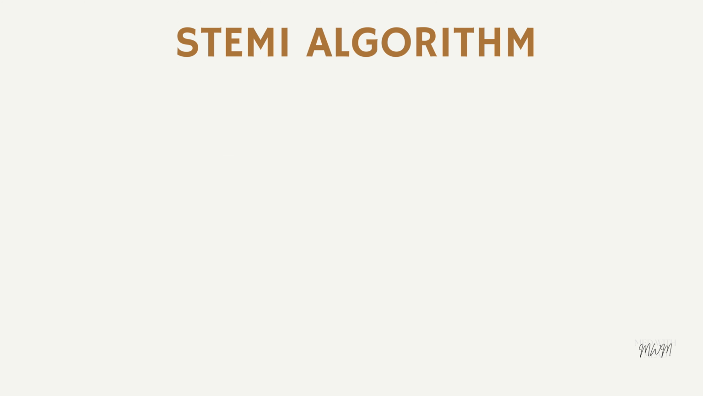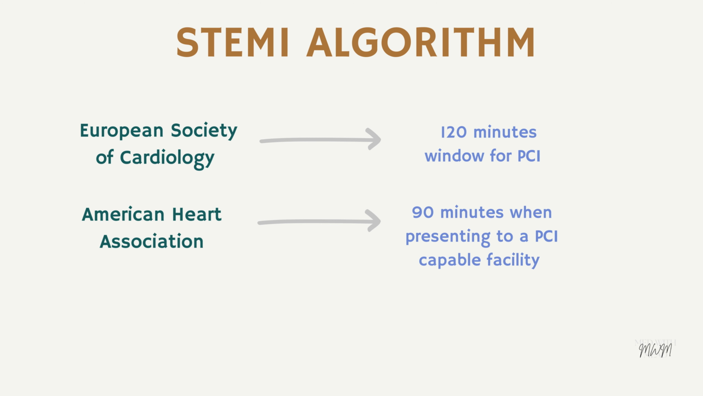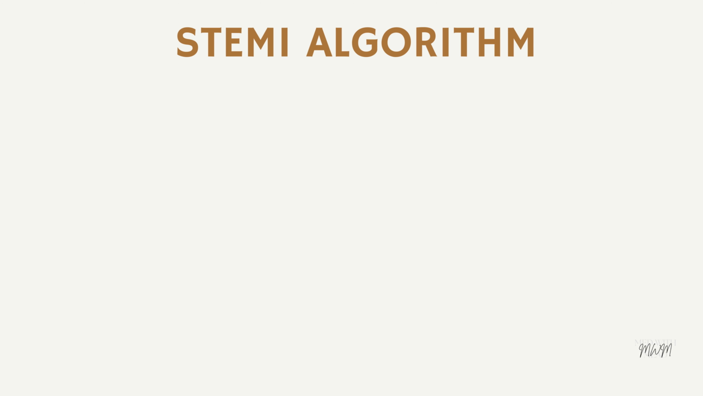Guideline recommendations differ slightly. The European Society of Cardiology recommends a 120-minute window for PCI. The American Heart Association recommends a 90-minute target for treatment when a patient presents directly to a PCI capable facility. If the facility does not have PCI and the patient needs to be transferred to another hospital, the goal is to achieve treatment within 120 minutes.